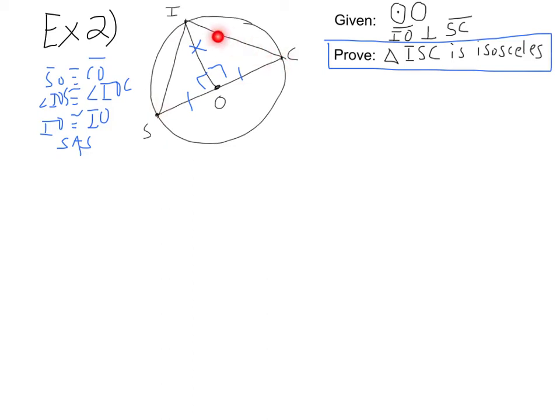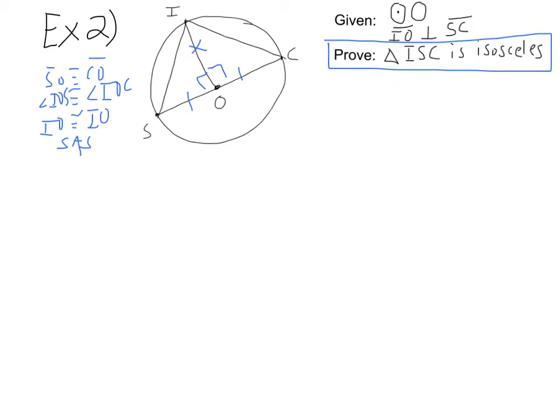we can then say, well, to make this isosceles, this would need to be congruent to this. And that would be a result of proving that the triangles are in fact congruent. We would say, oh, IS is congruent to IC because corresponding sides of congruent triangles are congruent. Once we say that's true, then the last line would be triangle ISC is isosceles because isosceles triangles have two congruent sides. And then we're done.